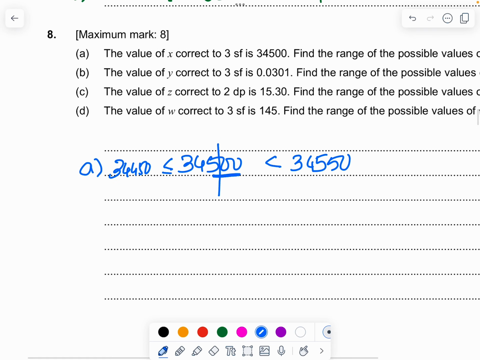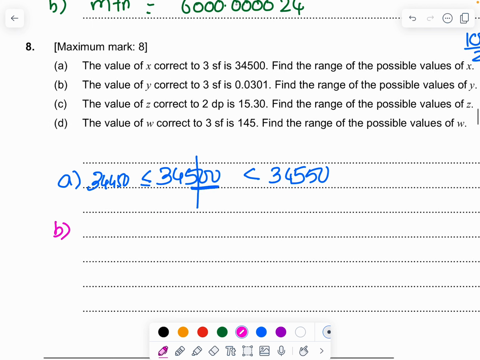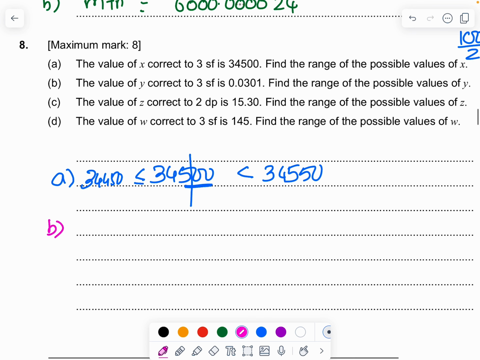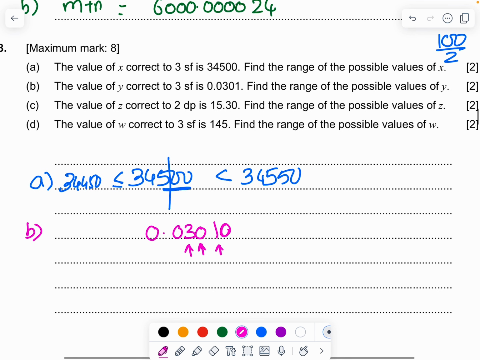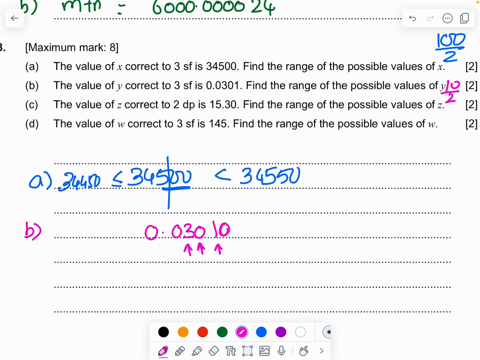Now part B, 0.0301 to the 3 significant figures. So already it is there, 0.0301. First significant figure, second significant figure, third significant figure. It is already there. So what am I going to do? Make it as 10. 10 divided by 2. How much is 10 divided by 2? Every time range means always nearest number and divide by 2. 10 divided by 2 is 5. So add 5 and subtract 5. So add 5, it becomes 0.03015. Subtract 5, 0.03005. Less than or equal to and less than.